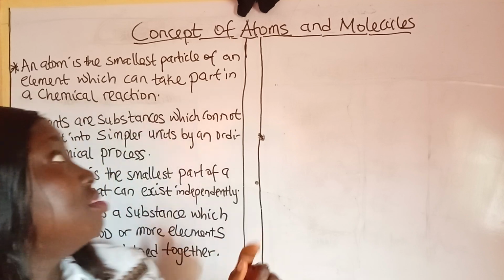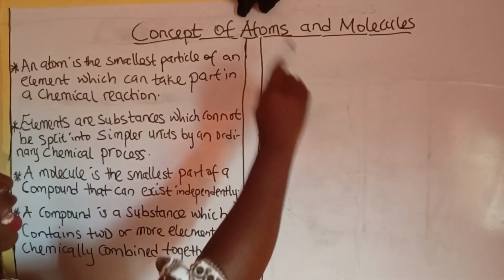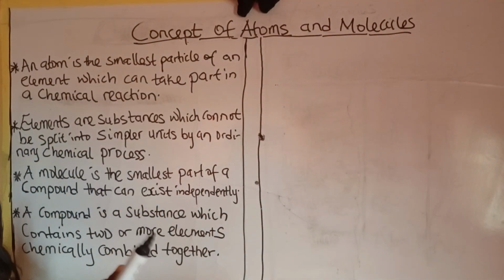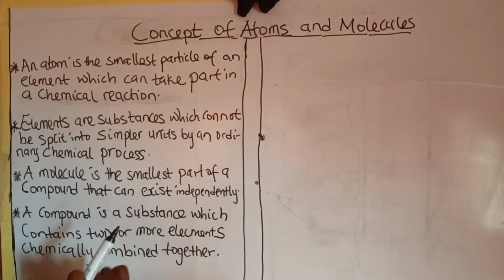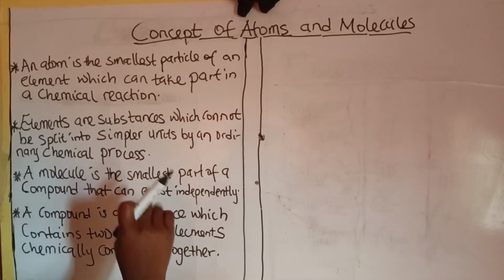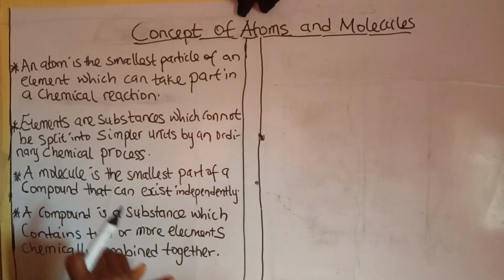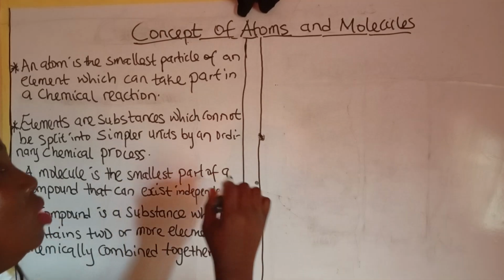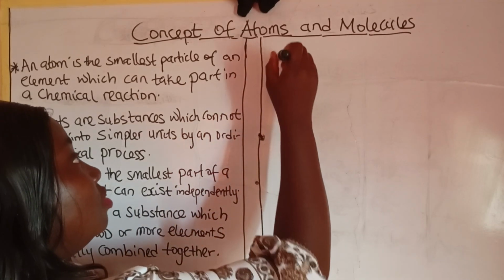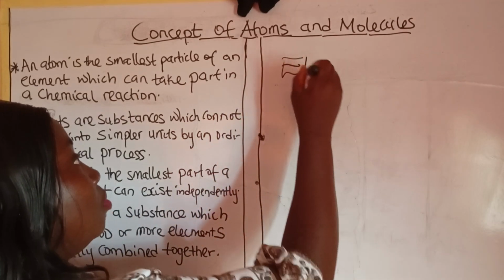Today we'll be looking at concepts of atoms and molecules. An atom is the smallest particle of an element which can take part in a chemical reaction. And elements are substances which cannot be split into simpler units by an ordinary chemical process. Now, elements are represented using symbols.